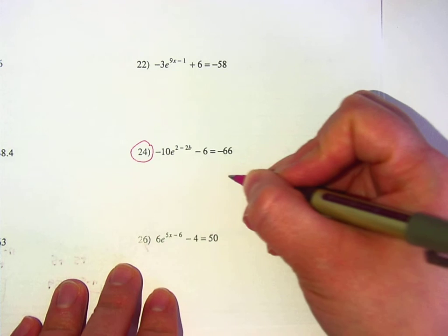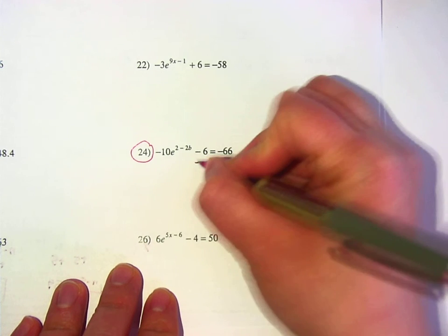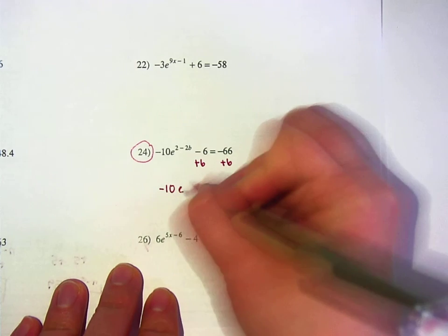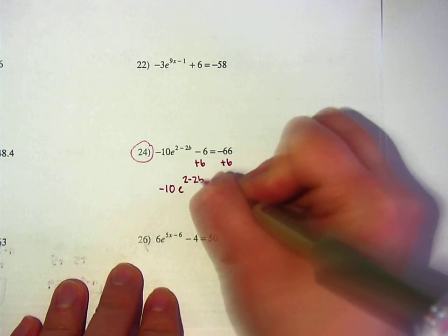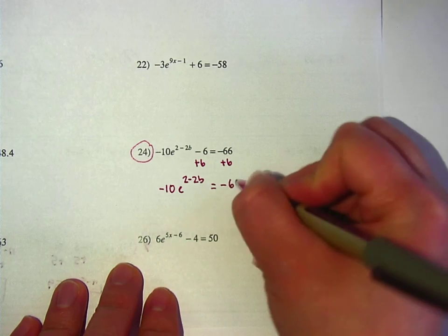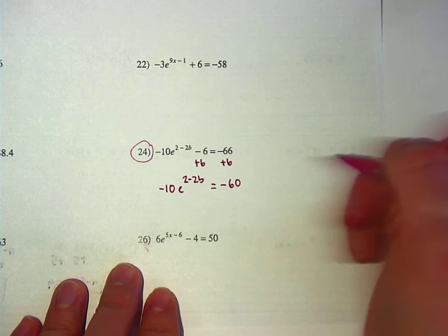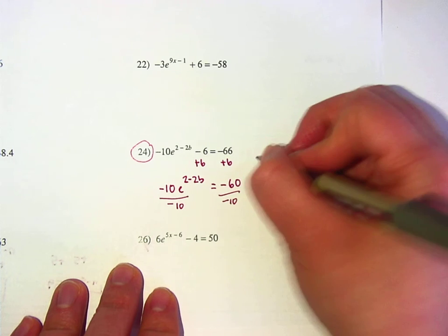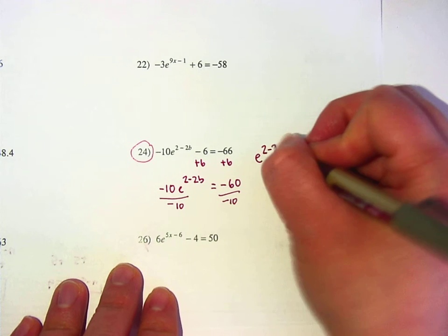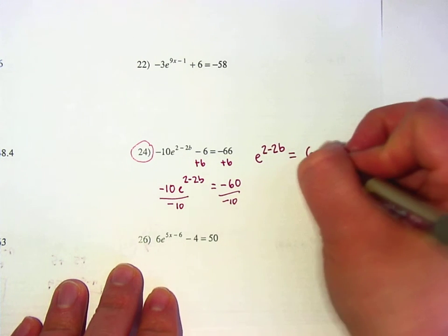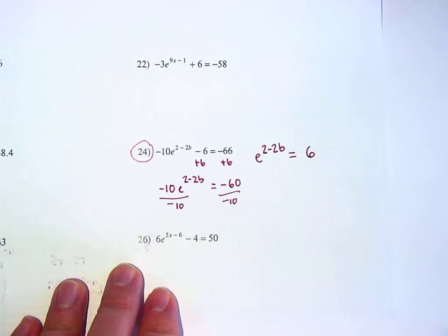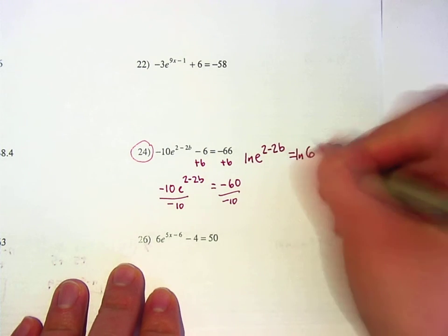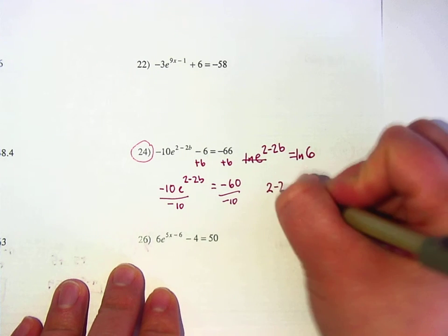Tell me about 24. Subtract or add 6 to each side. Add 6 to both sides. Everybody with me now. Negative 10 e to the 2 minus 2b equals negative 60. And then? And then we're going to divide by negative 10. Let's not pay thousands of dollars for an extra class of college when we can learn how to do this now. Ooh, how do you get rid of an e? Natural log. Log naturel. It sounds very French.